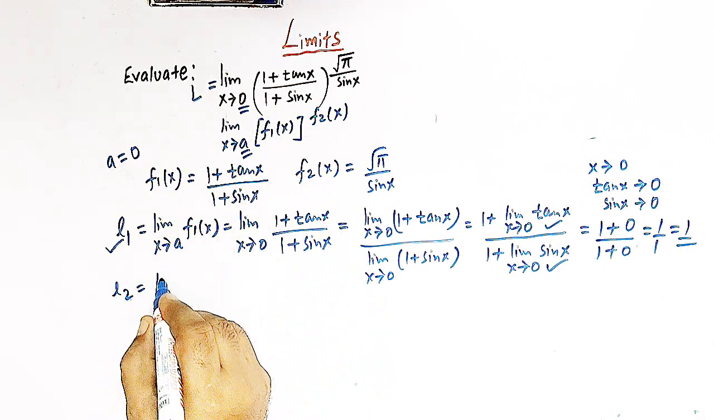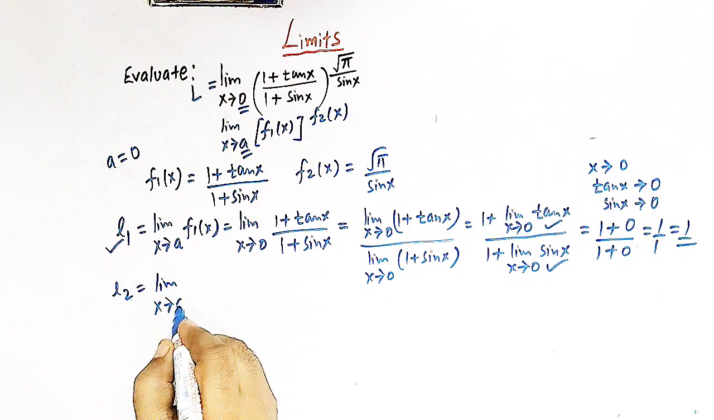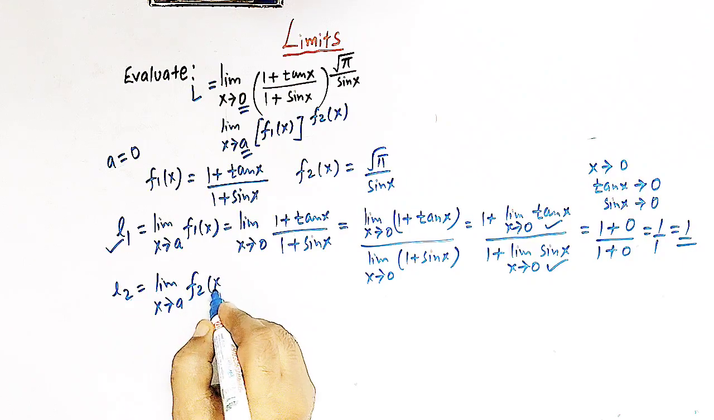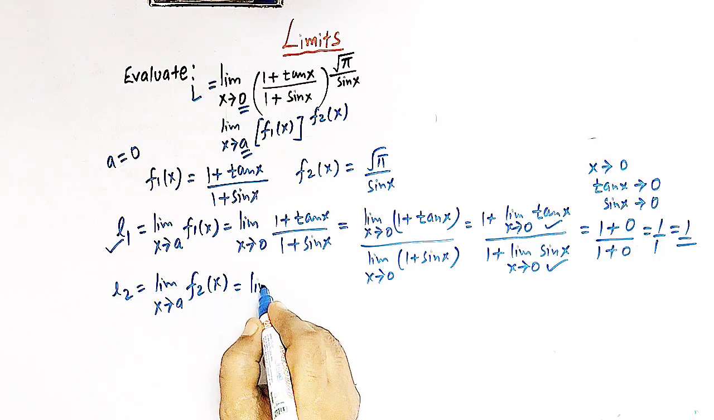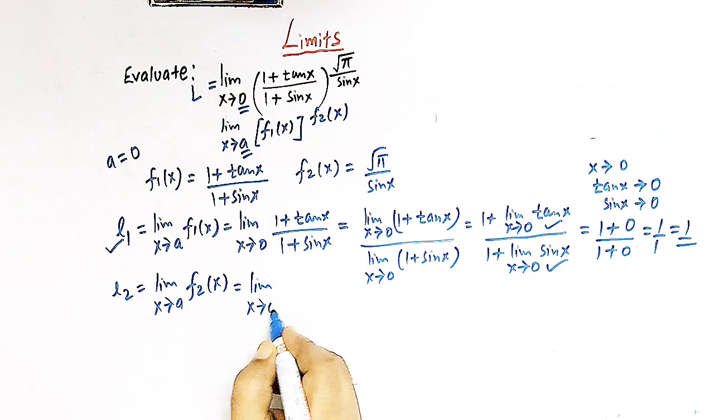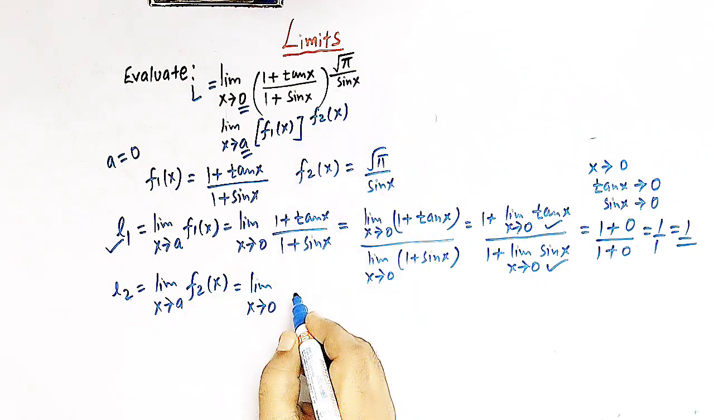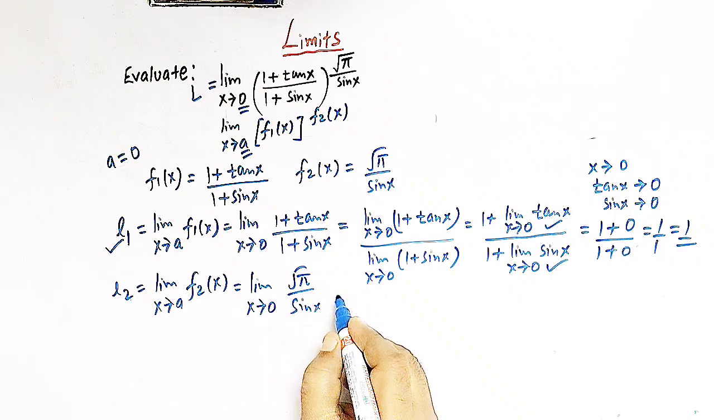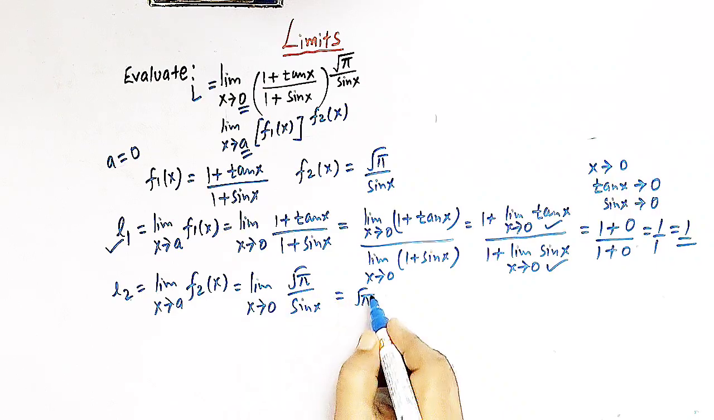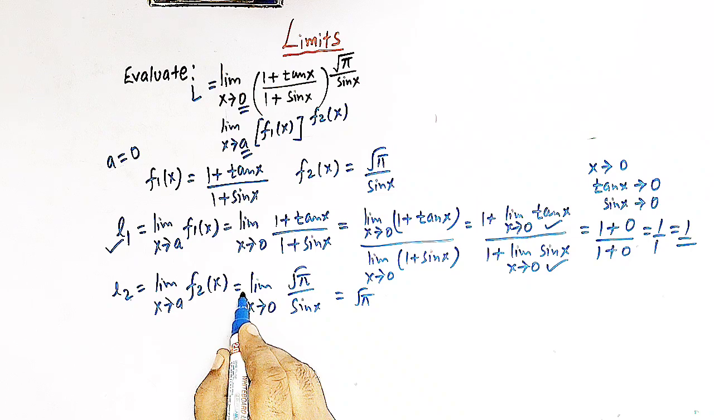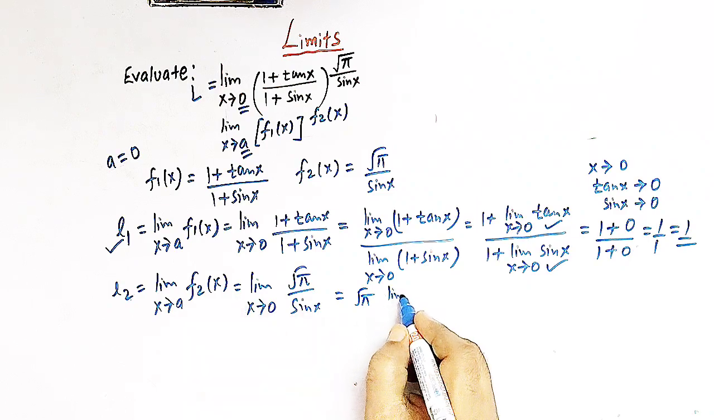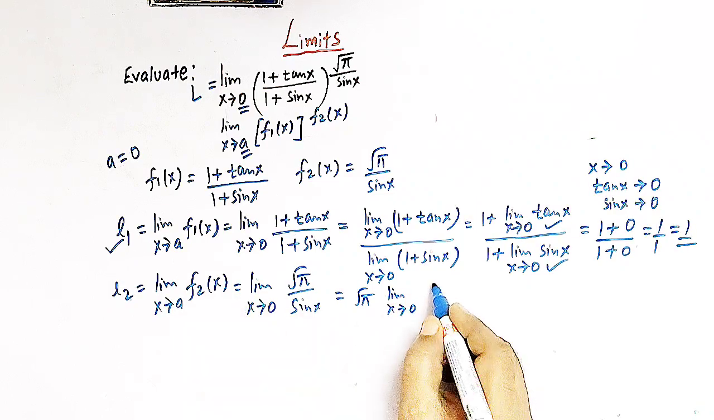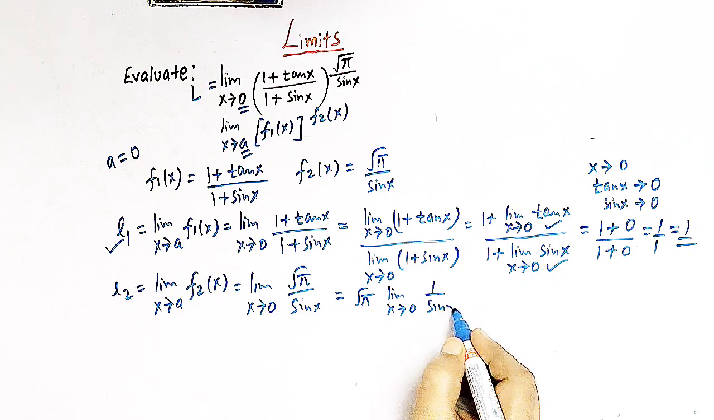So we have L2 as the limit as x tends to a of f2(x), and here we have the limit as x tends to 0, and f2(x) is square root of pi over sin x. Now here we can write square root of pi in front of the limit notation, and we have the limit as x tends to 0 of 1 over sin x.